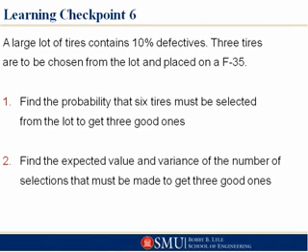Okay, learning checkpoint. A large lot of tires contains 10% defectives. 3 tires are chosen from the lot and placed on an F-35. Find the probability that at least 6 tires must be selected from the lot to get 3 good ones. Find the expected value and the variance of the number of selections that must be made to get 3 good ones.